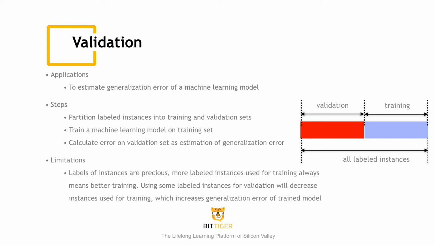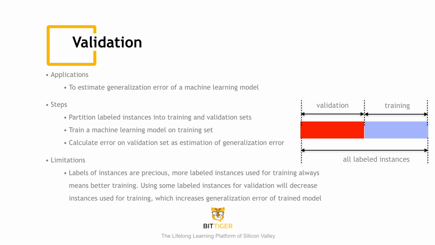As described before, generalization error of a trained machine learning model can be estimated by its validation error. The validation technique is proposed to estimate generalization error by its validation error.